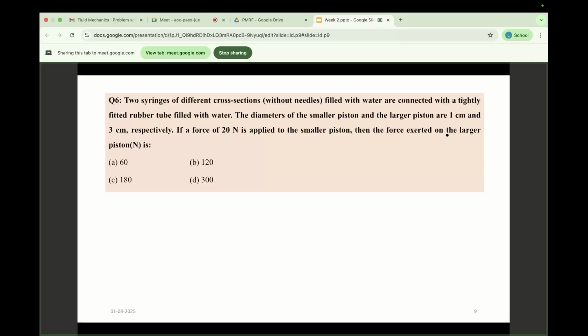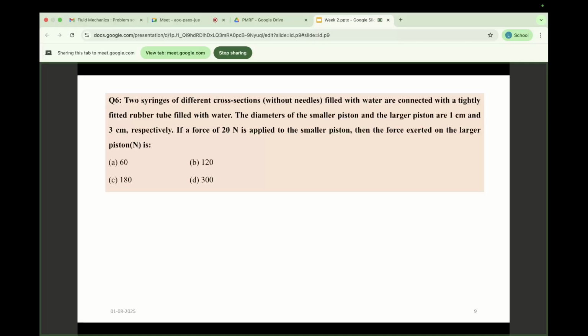So this is our sixth question. In this question, there are two syringes having different cross sections, and it is said that both of them are filled with water. The diameters of the smaller piston and the larger piston are given as 1 and 3 centimeter, and if a force of 20 Newton is applied to the smaller piston, then the force exerted on the larger piston is. So you have to find out the force.